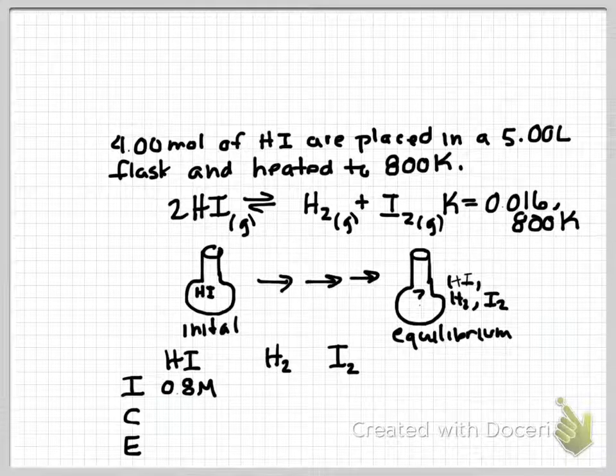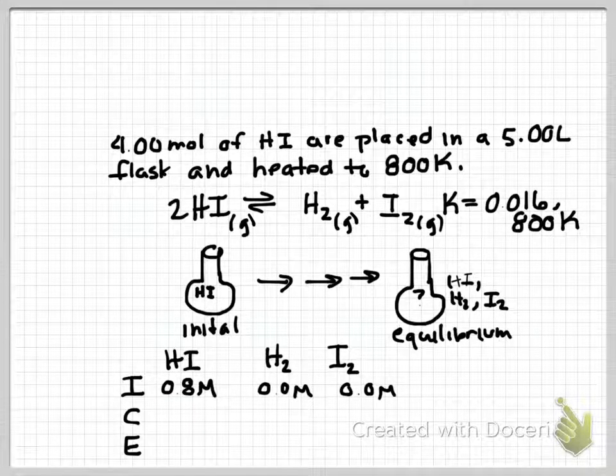Please ignore my sig figs. It should have 3, but I'm going to just truncate it to make my work a little bit less messy. And initially, at the beginning, all I have is hydrogen iodide. So I have 0.0 molar hydrogen and 0.0 molar iodine at the beginning of my process. It doesn't explicitly say that in the problem statement, but it can be assumed based on how it's written. It just tells you the HI is present, so you can assume that there is no hydrogen or iodine at the beginning conditions.